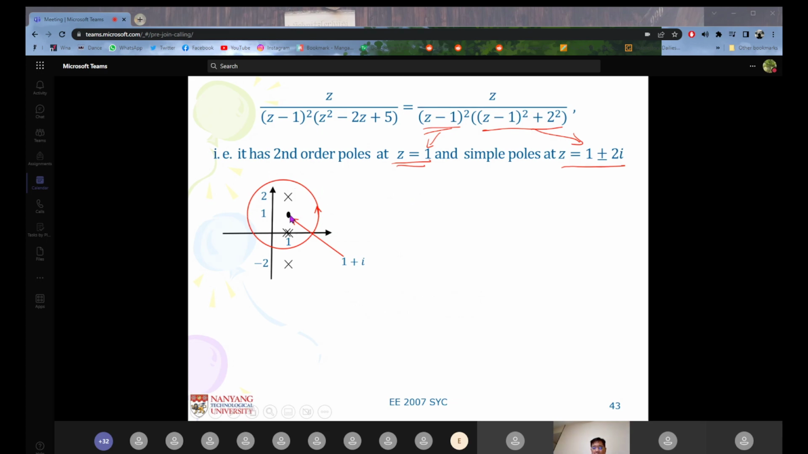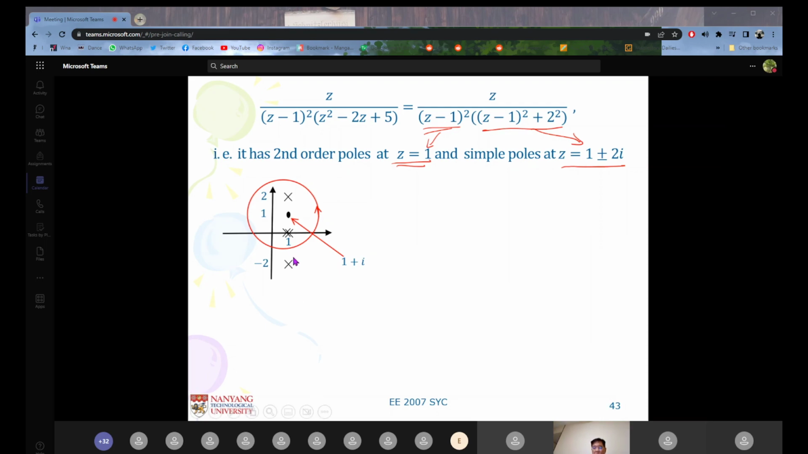Since the radius is 2, from here to here must be magnitude 2. But this is 1, this is 2. So this one here must be inside the closed contour. And from here to here is only a magnitude of 1. From here to here is 2, and this is minus 2 here. So from here to here is 2, from here to here is 1. So this point here must be outside the closed contour. So only 3 singular points are inside the closed contour, but this one is outside.